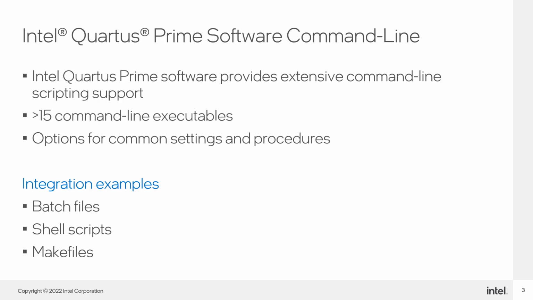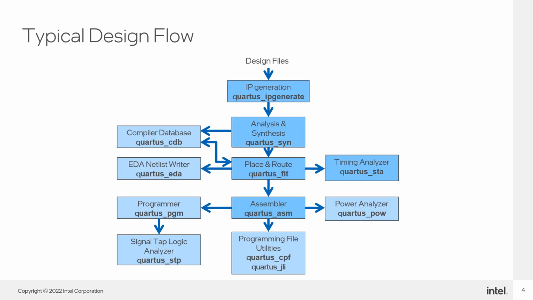The Intel Quartus software has extensive command line support. It has separate executables for each step of the compilation and for certain tools and utilities. There are more than 15 executables. Each executable has options for common settings and procedures. You can use the executables in batch files, shell scripts, makefiles, or any other scripting or batch language of your choice. Here is a typical design flow using the Intel Quartus software with the command line executables in bold.